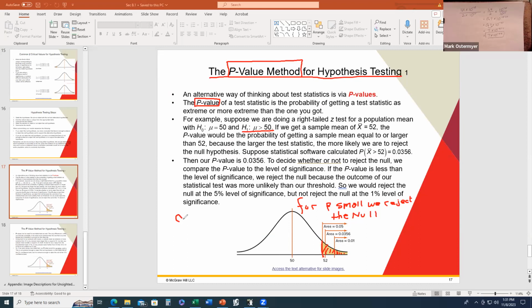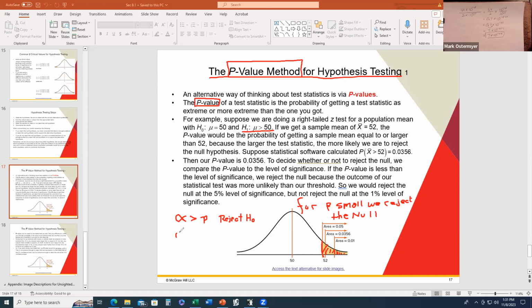If our level of significance alpha is greater than our p-value, if that's the case, then we reject the null hypothesis. We reject the null hypothesis. And we only stand a probability of committing a type 1 error of being equal to alpha.